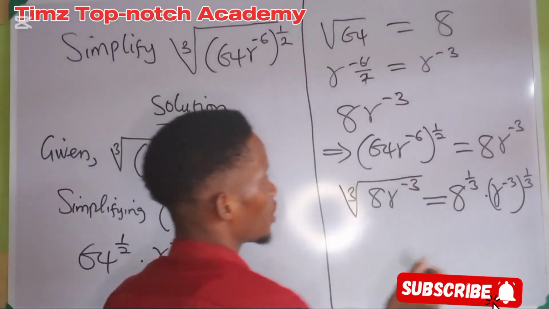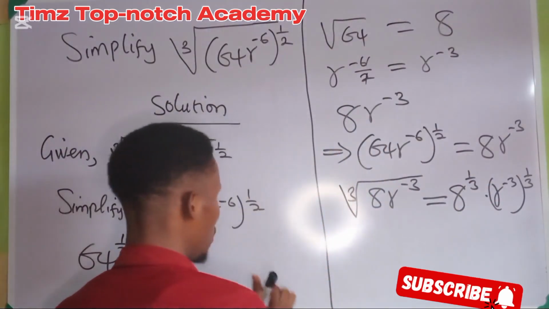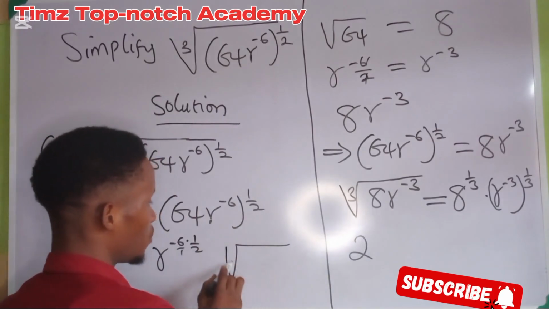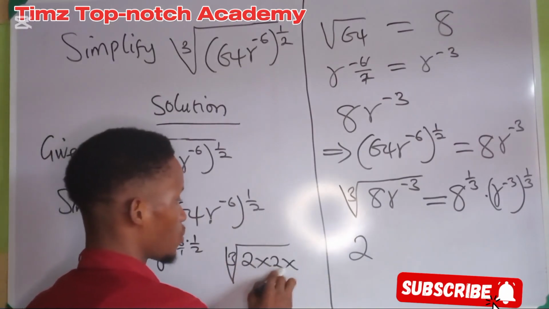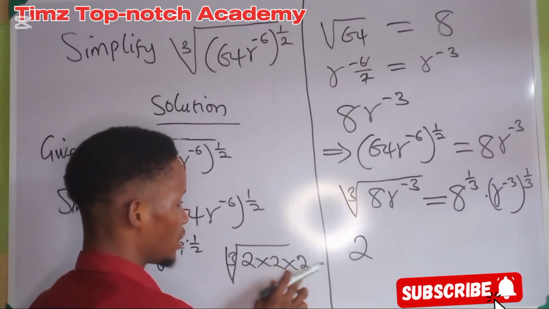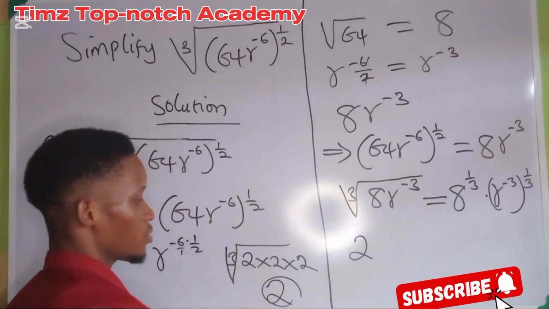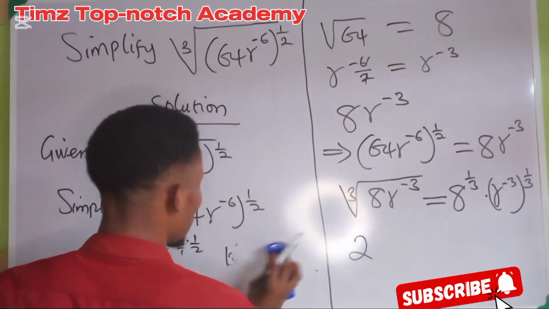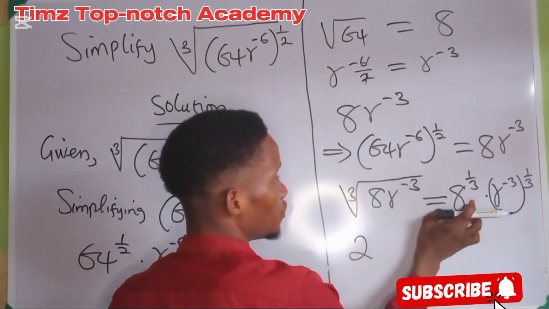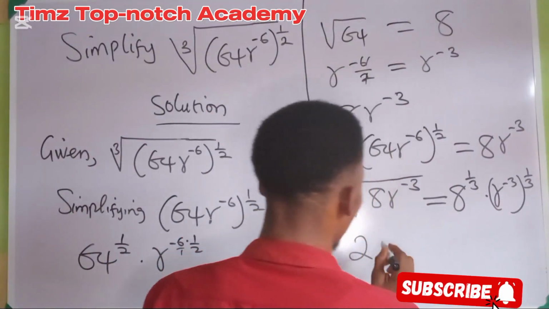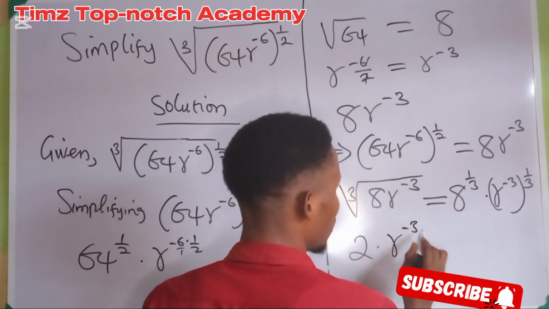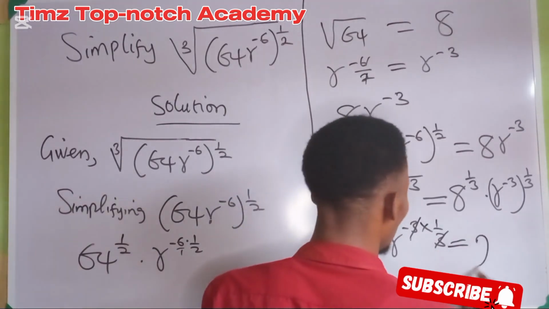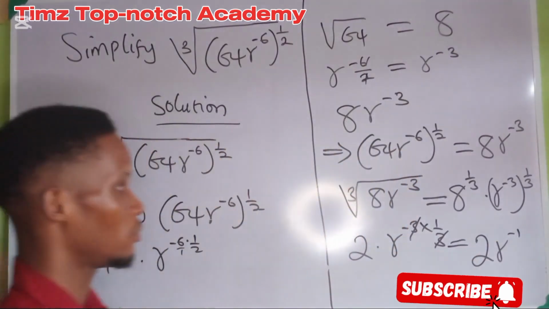If you do that now, the cube root of 8 is 2. 2 times 2 times 2: 2 times 2 is 4, 4 times 2 is 8. So that is why I say the cube root of 8 is 2. The next thing you do is use this one, r raised to the power minus 3 multiplied by 1 over 3. This can go against this, so it will now remain 2r raised to the power minus 1.